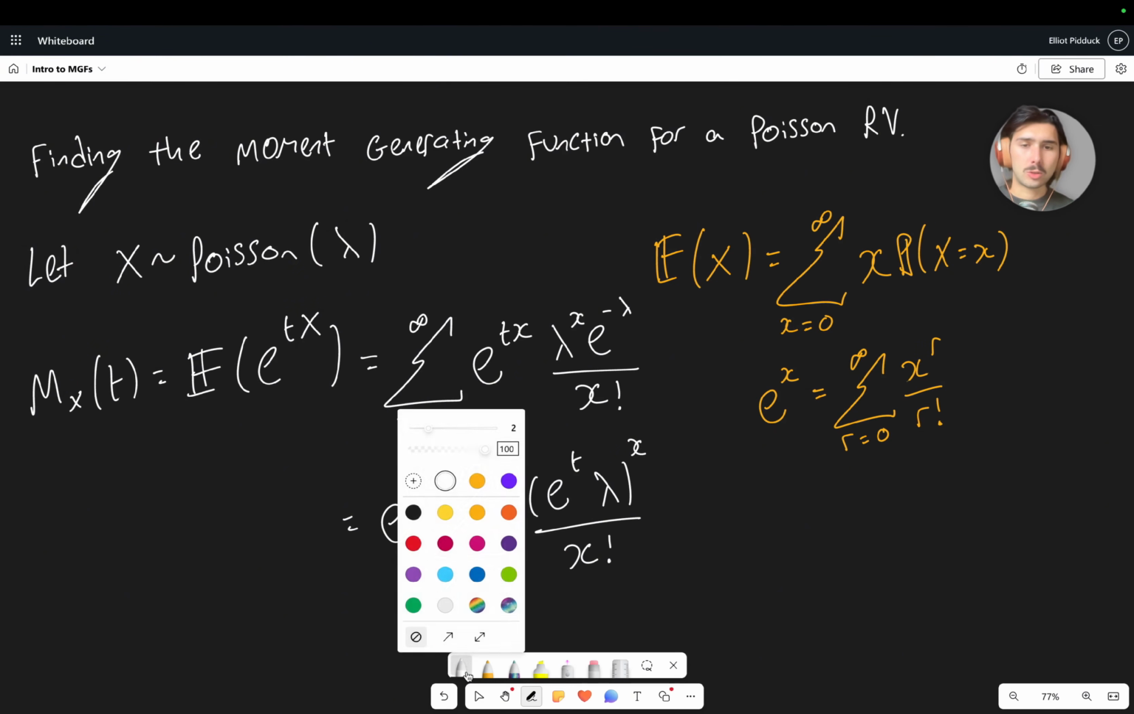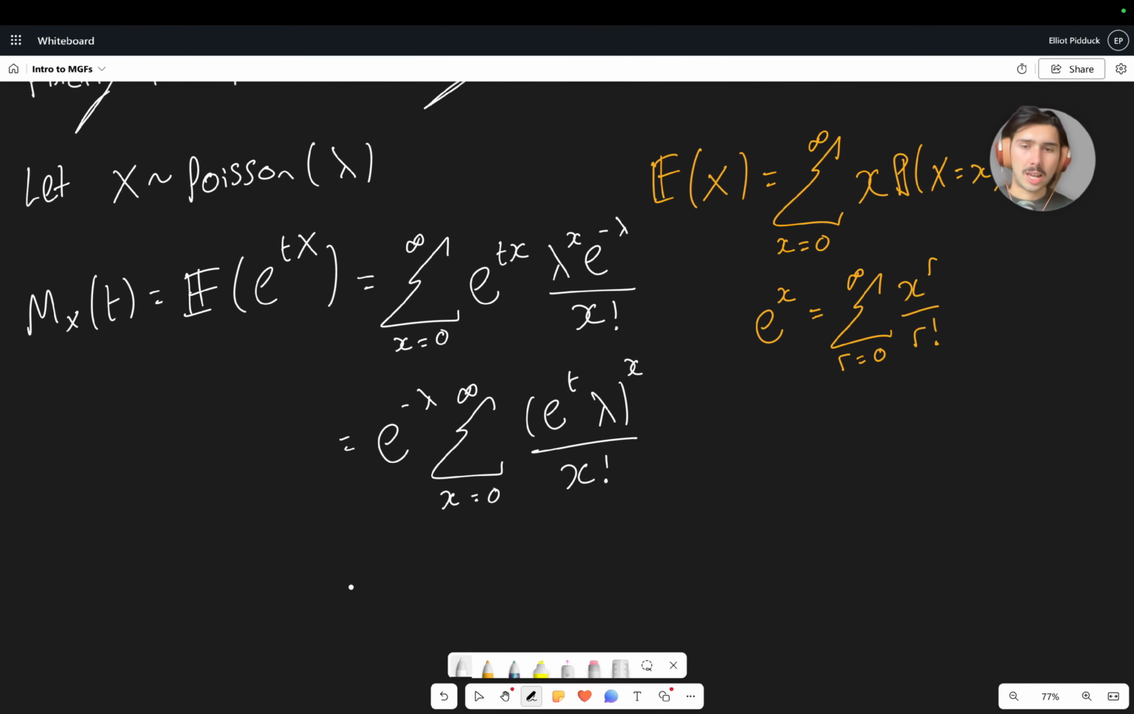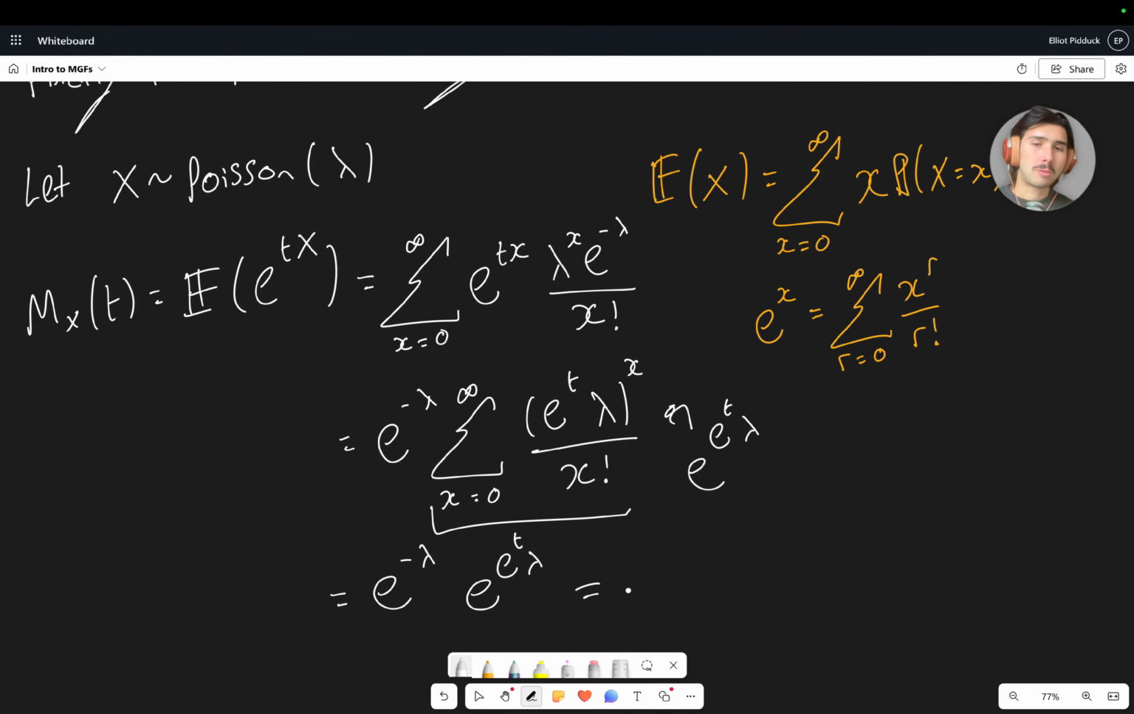So we have the same kind of form, and instead of x, we're using e to the t times lambda. So hopefully it's not too much of a leap for me to say that this is equal to e to the minus lambda, and this is the Maclaurin series of e to the t lambda. I know that looks a bit crazy, but that's what that is. So I've got e to the minus lambda times e to the power of e to the t times lambda. And then of course we can rewrite this as e to the power of e to the t lambda minus lambda. And this can be rewritten as e to the power of lambda times (e to the t minus 1), like that.